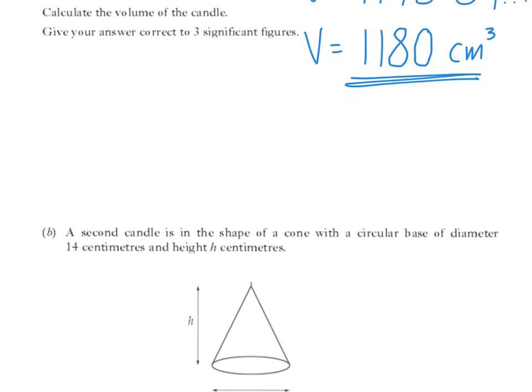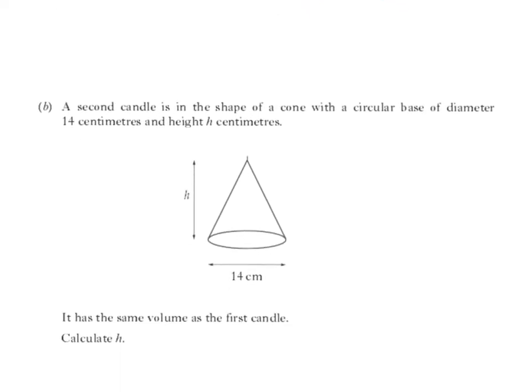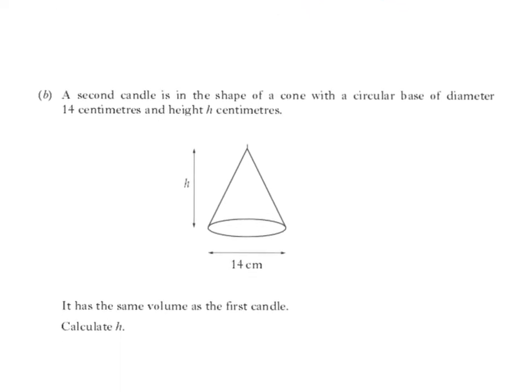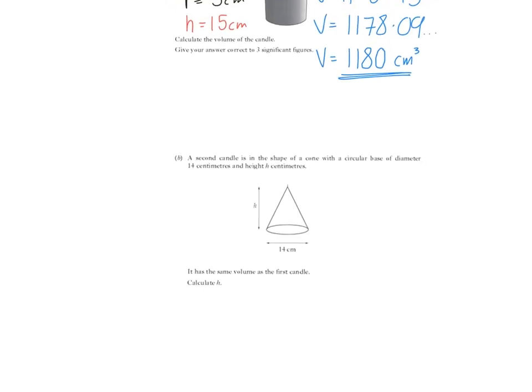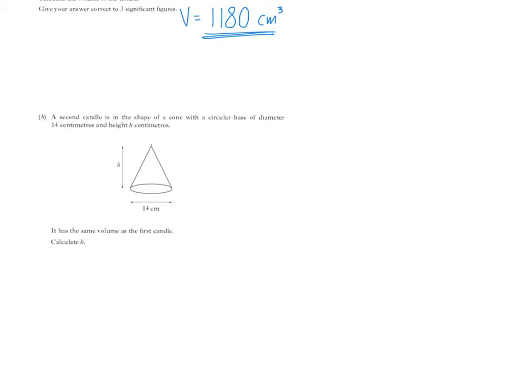Part B tells us that a second candle is in the shape of a cone with a circular base of diameter 14 centimetres and height h centimetres. It has the same volume as the first candle. Calculate h. So this time we're going to use our cone formula. We know that the volume of a cone is V equals 1/3 pi r squared h.